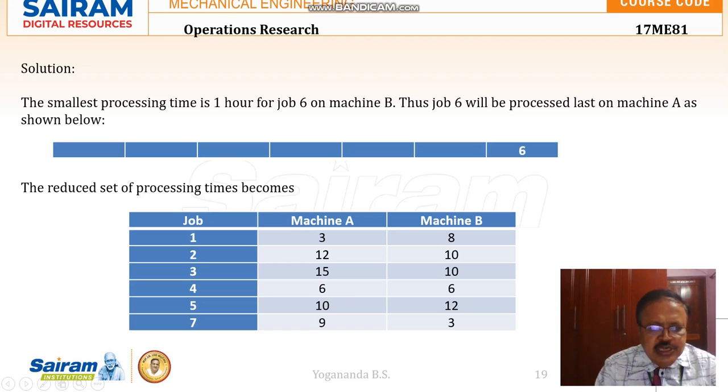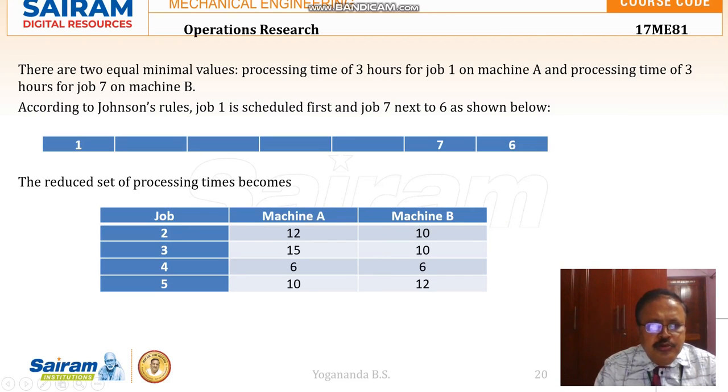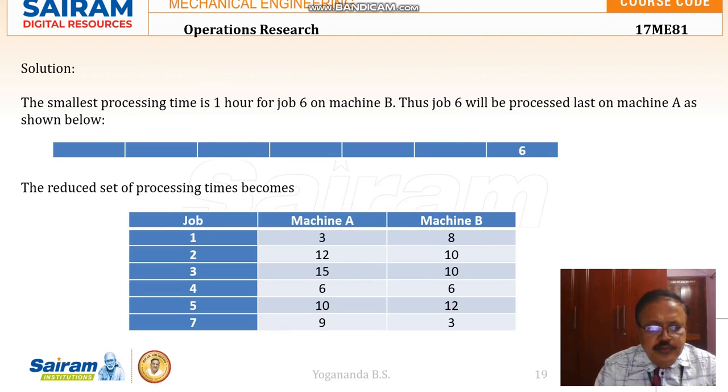So there is a clash. It is on machine B as well as on machine A. There are two equal minimal values: 3 hours for job 1 on machine A and a processing time of 3 hours for job 7. Here this 3 is on the second machine, that is machine B, so that job is to be sequenced last.